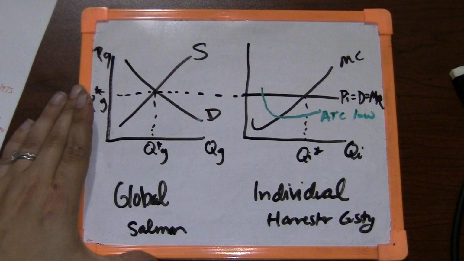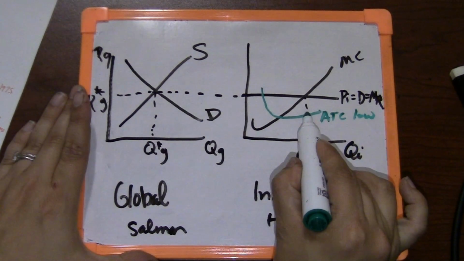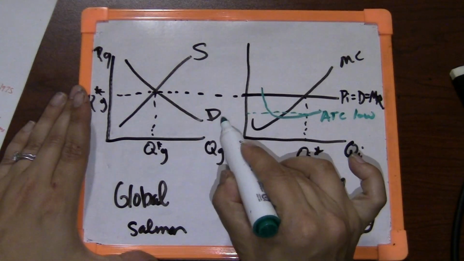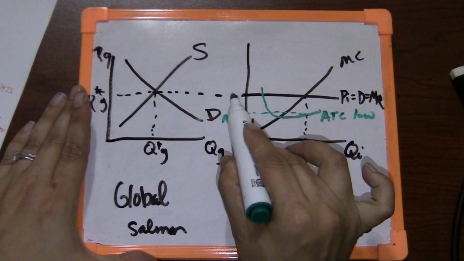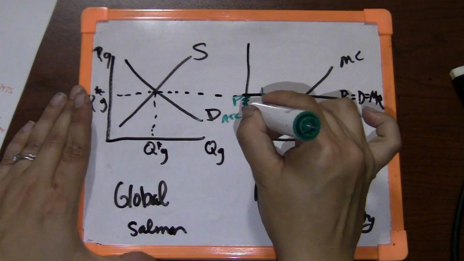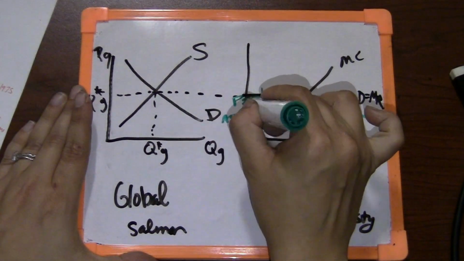He's having a great day. Remember that we can see his profit or loss by looking at where his quantity intersects the average total cost curve, right here. That tells us his average total cost. And we can draw the profit rectangle by doing P minus ATC, that's the vertical, multiplied by Q. So this whole box is Gusty's initial profit.